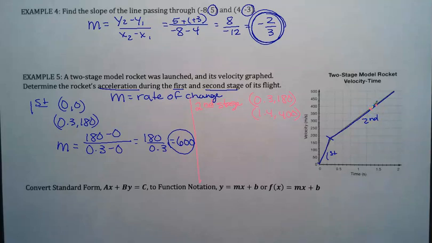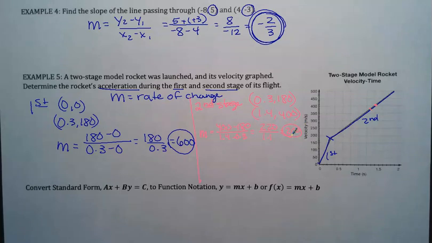All right, so then setting up my slope, slope is going to be equal to 400 minus 180 over 1.4 minus 0.3. All right, so 400 minus 180 is 220. 1.4 minus 0.3 is 1.1. And so now my slope is 200.